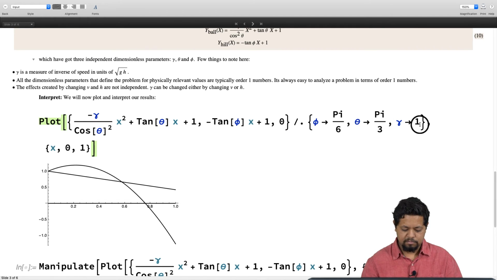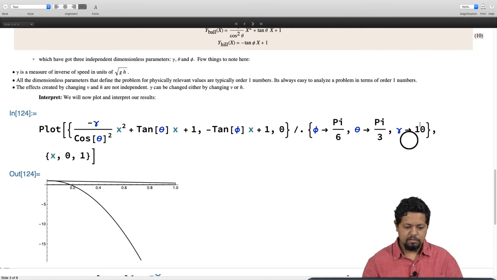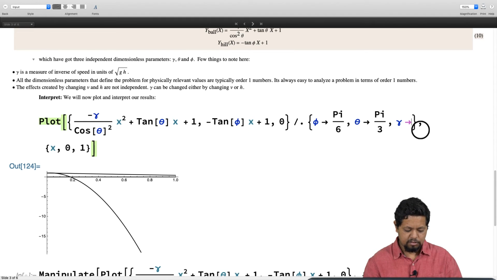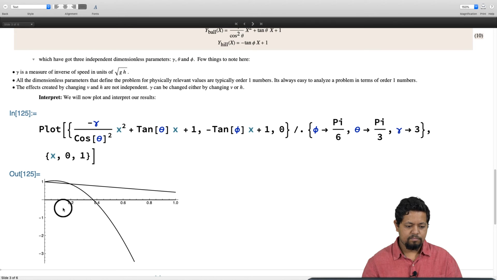If I change gamma, you see that I may end up getting no solution, and gamma equal to 10 becomes very large. So at some point, gamma equal to 3 corresponds to a situation like this.